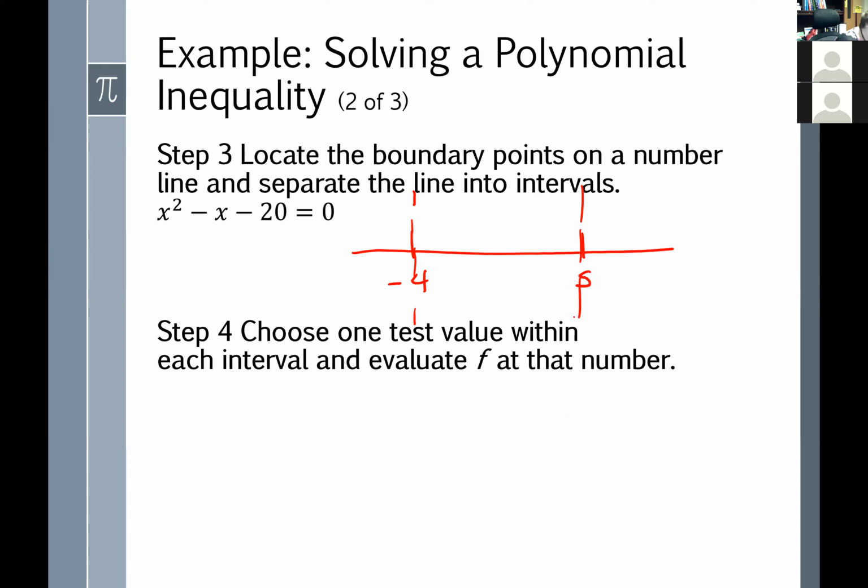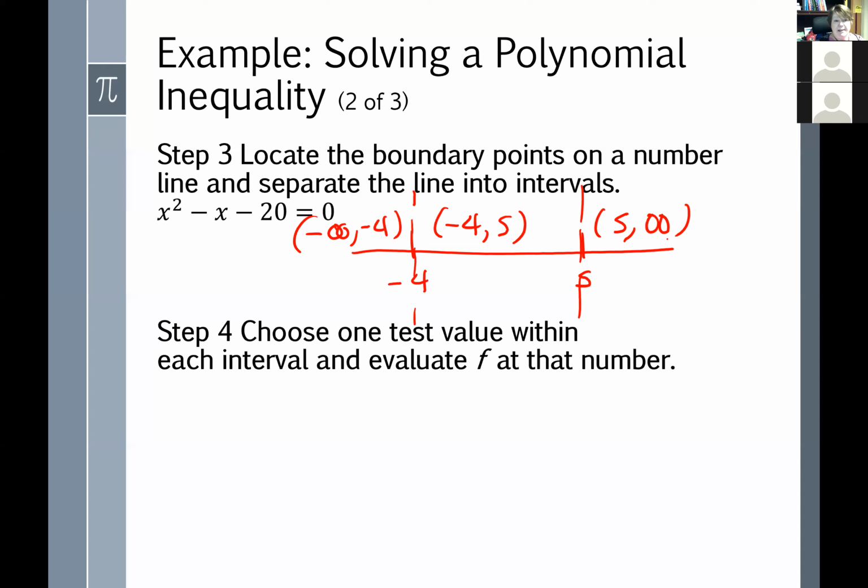So this breaks my number line up into intervals. And what are these intervals? Everything to the left of -4, everything between -4 and 5, and everything to the right of 5. So those are the three intervals that my number line is broken into because of these boundary points.